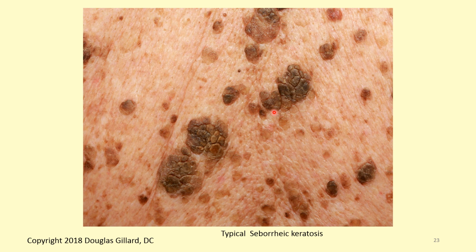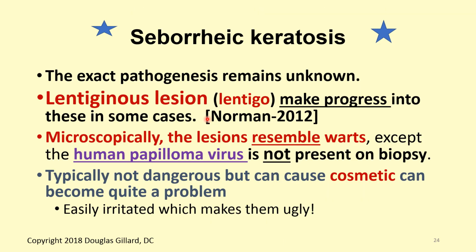So in fact, did we see some lentigo in this patient? Lentigo looks exactly like some of these. I don't really see lentigo, but lentigo is a brown colored macule, so it's not raised, it's not waxy, it's not rough on the top. But sometimes lentigo lesions can progress into this, according to Norman, 2012.